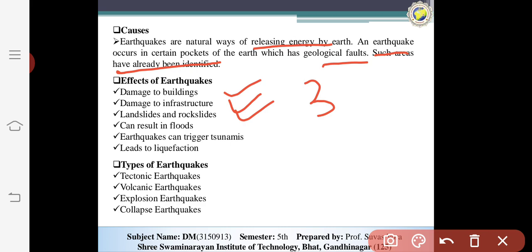Then after that, it can result in floods. So this one is another effect of the earthquake. And the last one is that the earth can trigger a tsunami, because the earthquake heavily affects the oceans, and the oceans will start with the tsunami and lead to liquefaction.